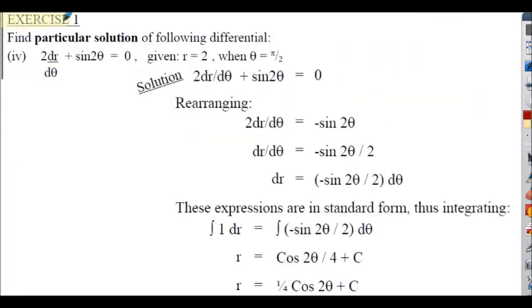So here's exercise 1, part 4, commencement of the solution. So this time we need to rearrange the equation to have all the r terms on one side, all the theta terms on the other. So firstly I've rearranged by subtracting the sine 2 theta term from both sides of the equation. Next I divided throughout by 2, and finally I multiplied throughout by d theta. So we have dr is equal to negative sine 2 theta divided by 2 multiplied by d theta. Again, notice use of the brackets around the sine function for clarity.